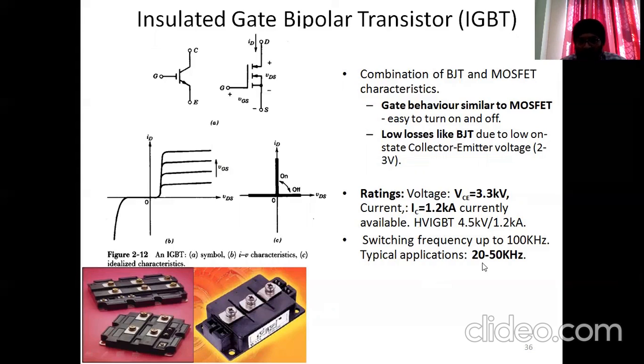Because we combine the BJT and MOSFET characteristics, the ratings of this IGBT can be increased. The voltage rating can go above 3 kV, 4 kV or 5 kV, and the current can be above 1000 amperes, much higher than MOSFETs and BJTs. The switching frequency can also be higher due to the characteristics of the MOSFET.